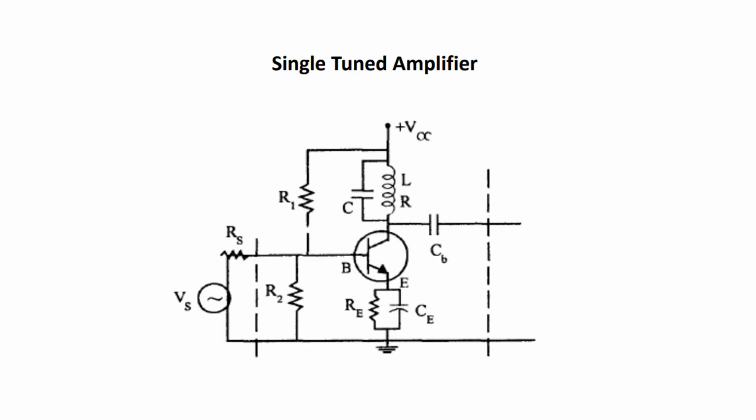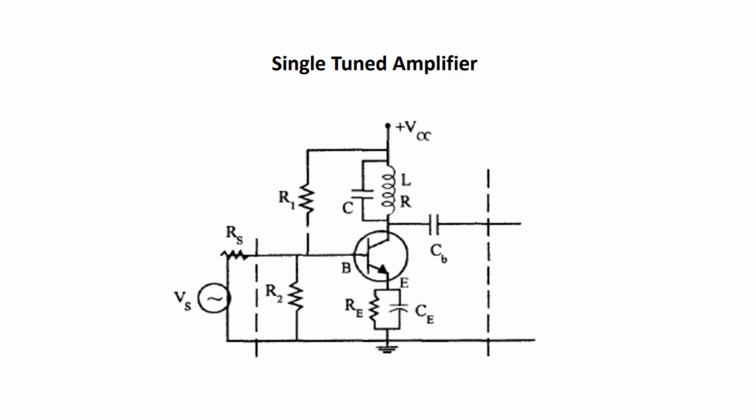Single tuned capacitor coupled amplifier. A single tuned multi-stage amplifier circuit uses one parallel tuned circuit as a load in each stage, with the tuned circuit in all stages tuned to the same frequency. The figure shows a typical single-tuned amplifier in common emitter configuration.